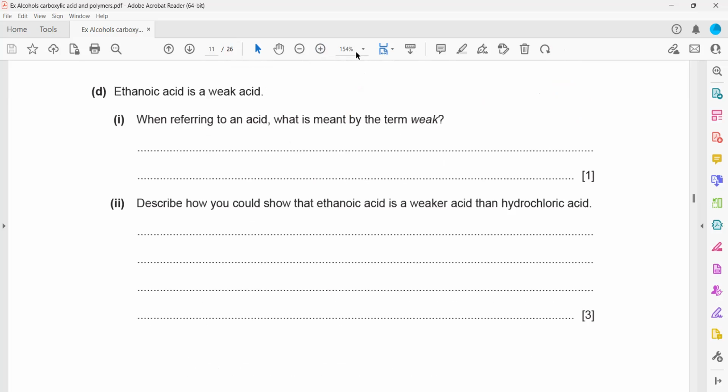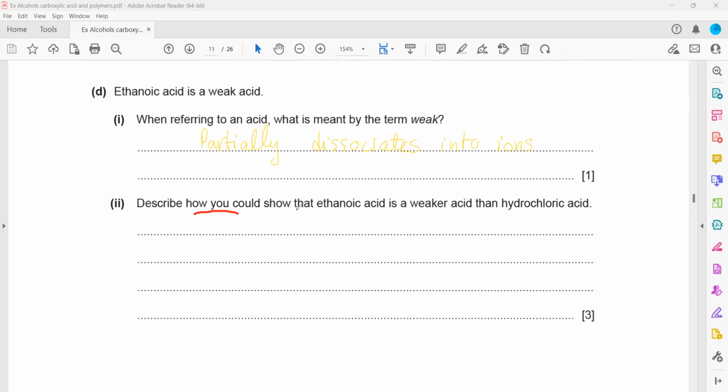Ethanoic acid is a weak acid. What is meant by the term weak acid? It ionizes partially in solution. So it partially ionizes or dissociates partially into ions.